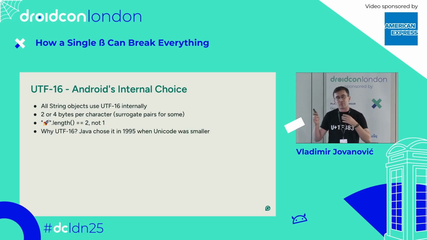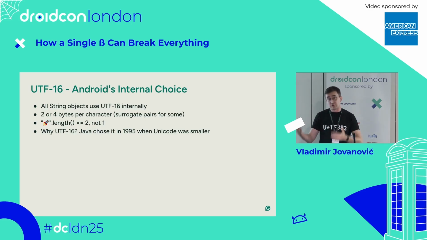This design comes from Java in the 90s, when Unicode was smaller and 2 bytes seemed like enough. Java made this choice because in the mid-90s, Unicode only defined characters in what's now called the Basic Multilingual Plane. Just 65,536 possible characters that fit perfectly into 16 bits. UTF-16 offered fixed-width encoding, which seemed ideal for performance and memory management at the time. UTF-8 existed, but was not yet the dominant standard it is today.